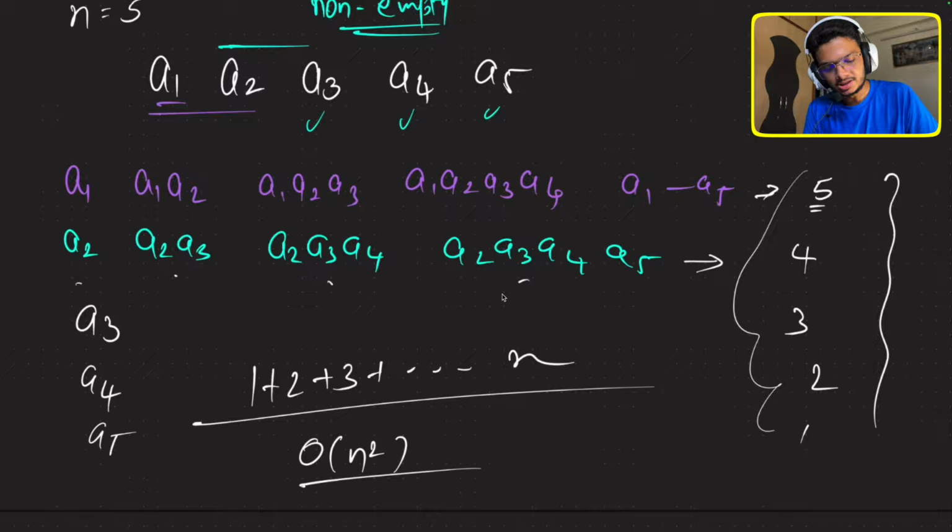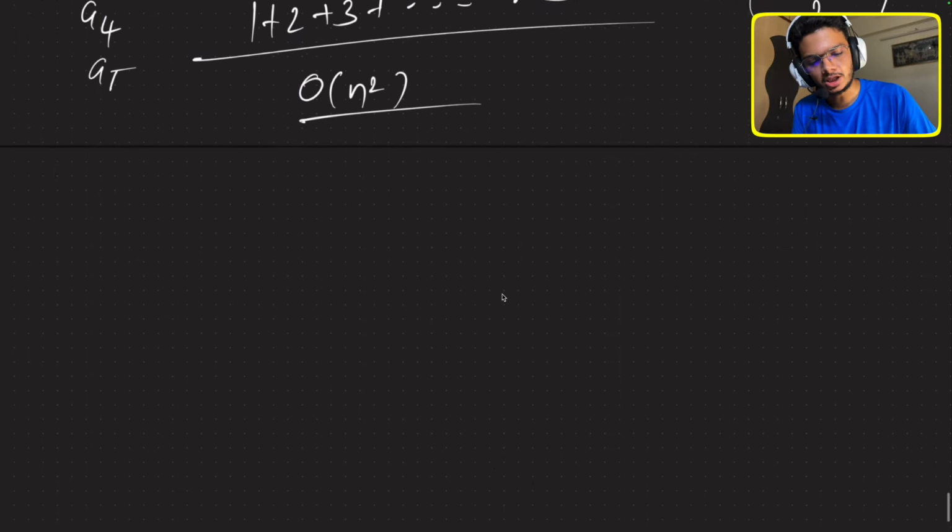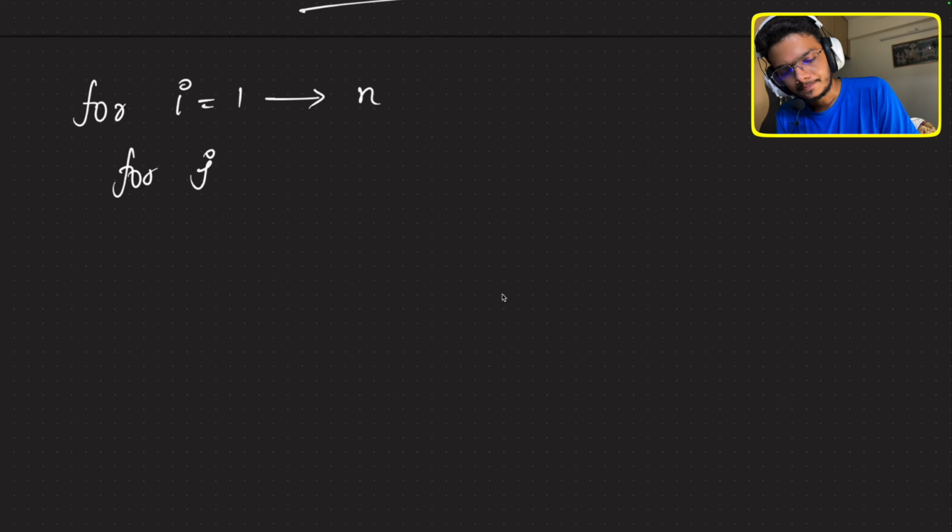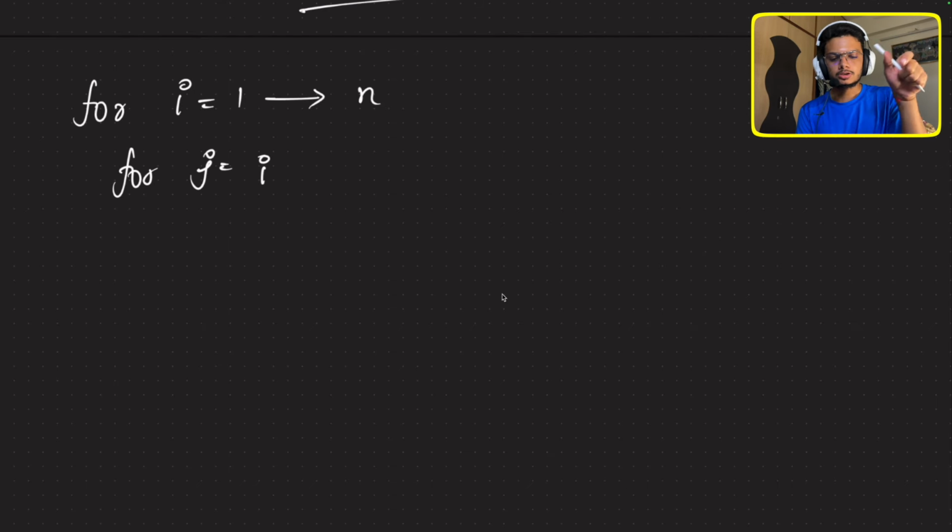But the problem is this is going to consume order of n square time, so we cannot do it. But this can be implemented very easily. If you want to see how, you'll have to do exactly what I described in the procedure. For i equals 1, I can go till n, and then for j, I'll start from i only, right? Because the first subarray that starts with ai is ai. So we start from i, and then we go till n, right?